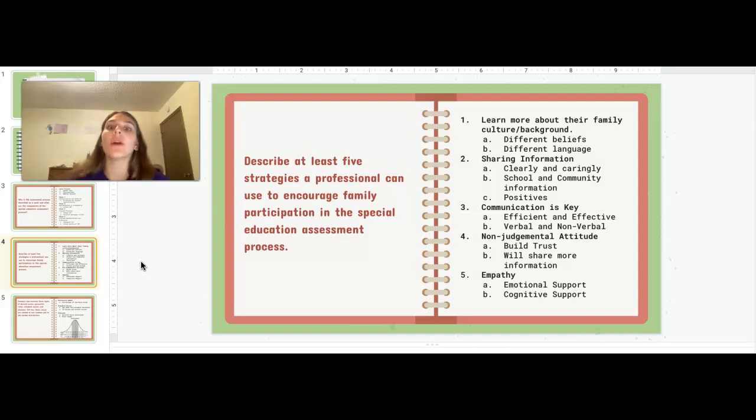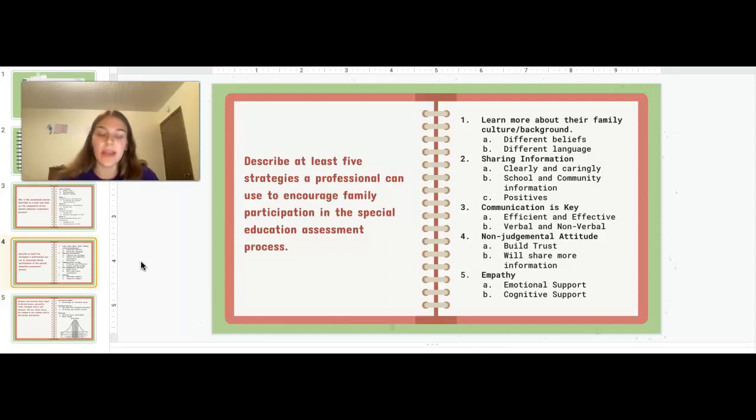So step 2, or another strategy, you can share information. Clearly and caringly share information about school, what's going on in the school, and what's happening in the community that they can participate in. And then also share positives. Parents love to hear positives about what their child is doing. If you share that they had an amazing day or they did so wonderfully reading this book to me, then that is a positive, and parents love to hear good things about their students, especially if it's a behavior student and they don't hear many positives. They're going to love that positive that you've shared with them.